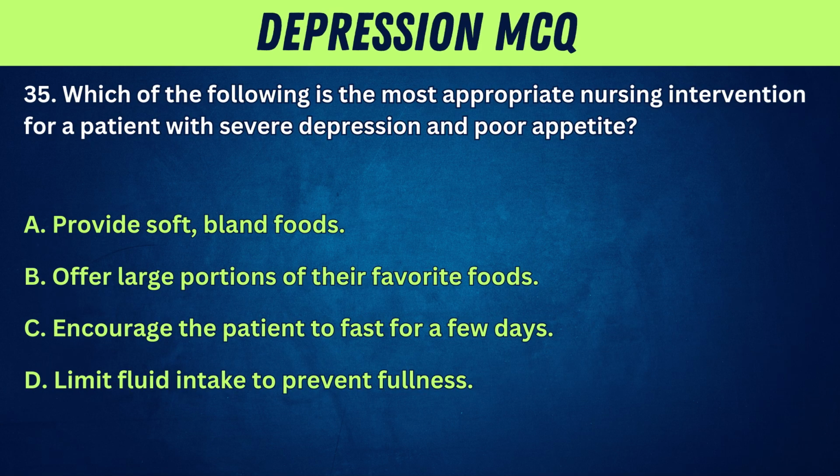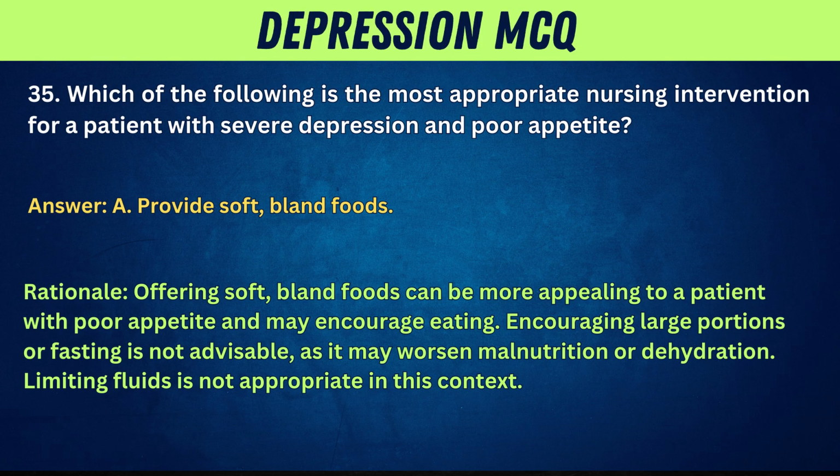35. Which of the following is the most appropriate nursing intervention for a patient with severe depression and poor appetite? A. Provide soft, bland foods. B. Offer large portions of their favorite foods. C. Encourage the patient to fast for a few days. D. Limit fluid intake to prevent fullness. Answer: A. Provide soft, bland foods. Rationale: Offering soft, bland foods can be more appealing to a patient with poor appetite and may encourage eating. Encouraging large portions or fasting is not advisable, as it may worsen malnutrition or dehydration. Limiting fluids is not appropriate in this context.